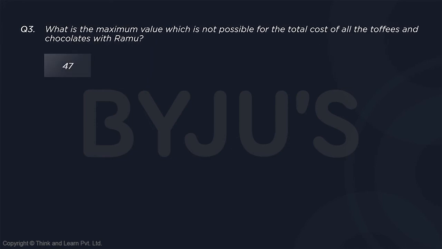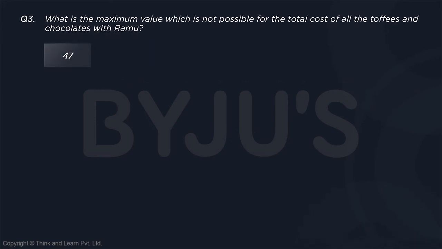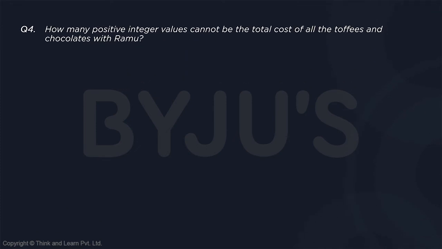Okay. So this becomes very, very easy if you understand the concept. The next question: how many positive integral values cannot be the total cost of all the toffees and chocolates with Ramu? So if you're looking at Ramu once again, x and y are the toffees and chocolates, so this is 7 and this is 9, right? So what could be the cost?